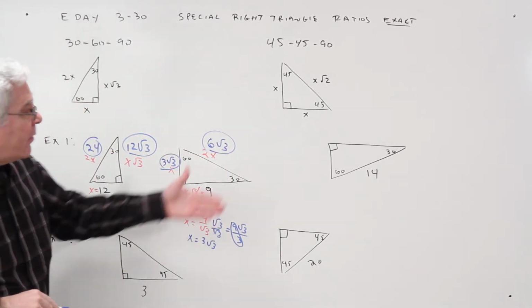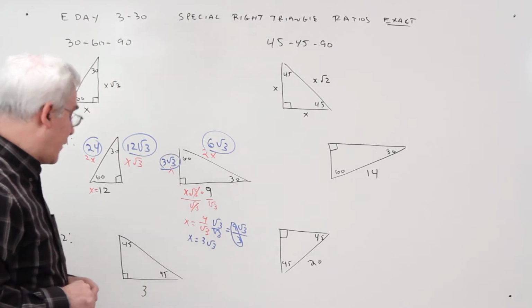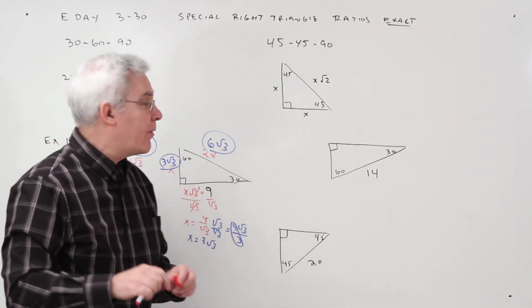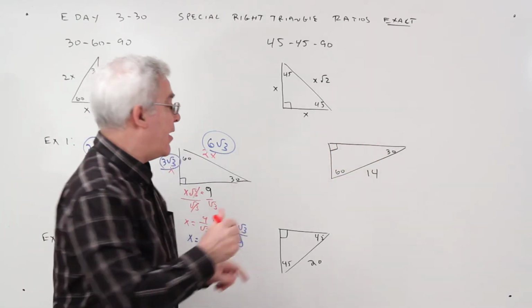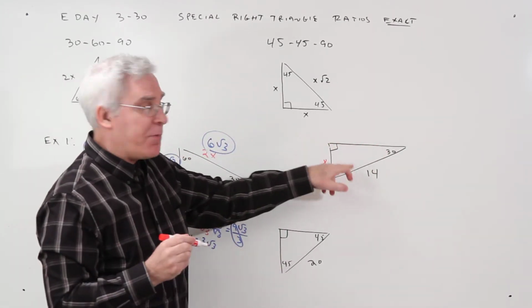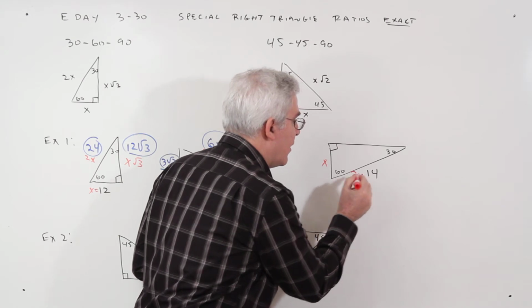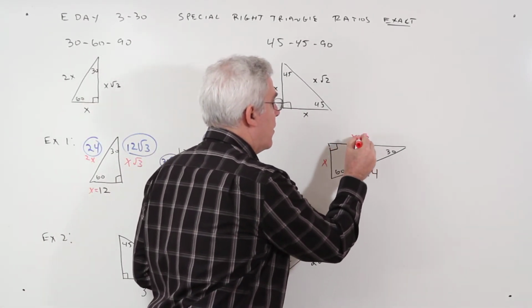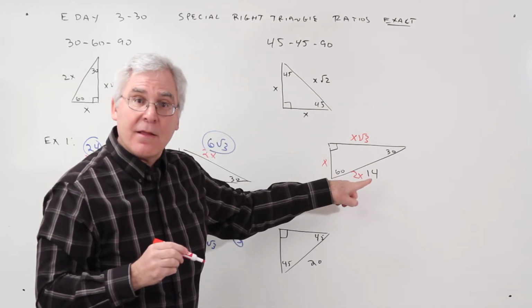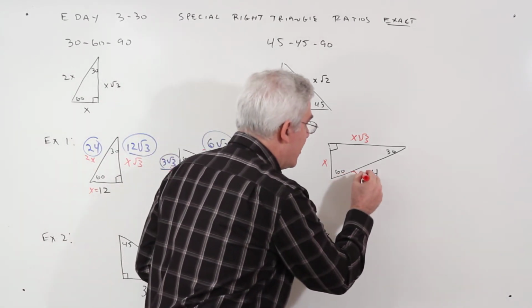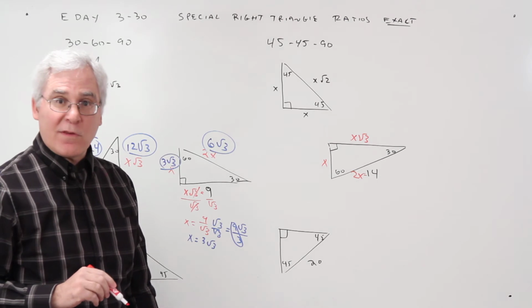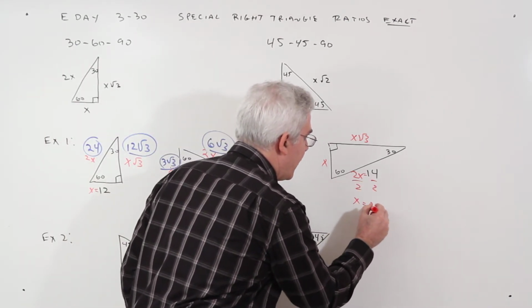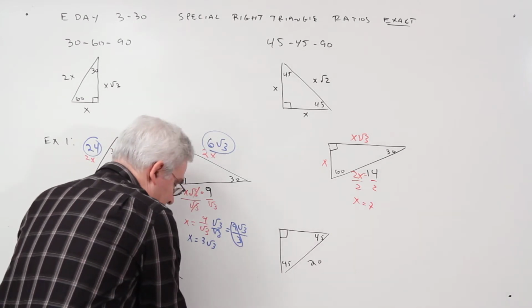Okay. There's one more example for 30, 60, 90. So again, always start by doing the ratios. Opposite of the 30 is x. Opposite of the 90 is 2x. And then opposite of the 60 is x rad 3. Okay, wherever you got the provided side, write your equation. 2x equals 14. Just divide each side by 2. So x equals 7. I'm ready to rock and roll.